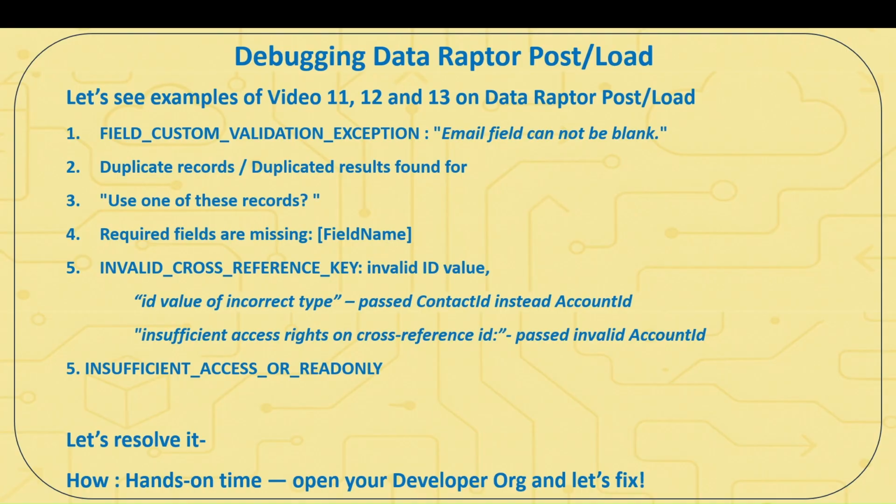Now in this video we will learn few of the types of error that we may face while working on DataRaptor post and how to fix it. To explain this, I am taking the example which I have explained in the previous video of DataRaptor post. The first one: field custom validation exception, and some message is given, email field cannot be blank.